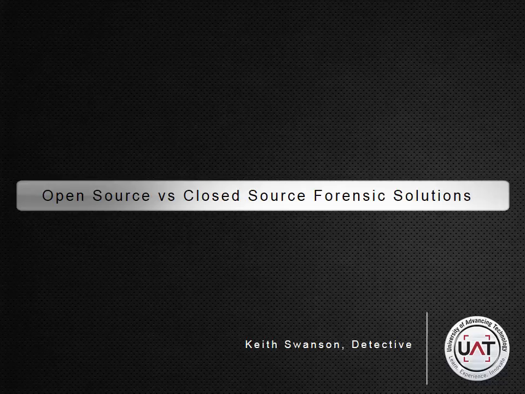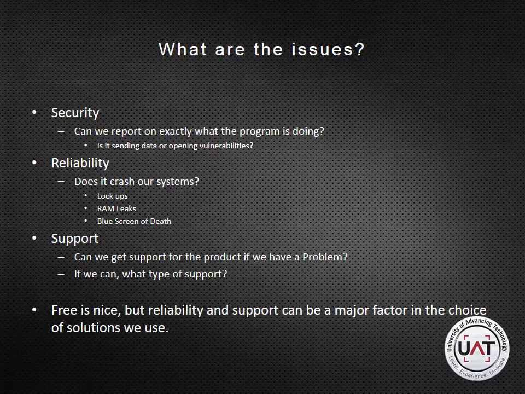So let's talk about some of the good and bad things about open source and closed source forensic software. Number one, security. Can we report on what the program is doing? One of the problems with open source systems is that you don't know the intent of the programmer. When Google was reporting on the Android marketplace, they reported that there was a large quantity of malware masking itself as other types of software. So you do not know exactly what's going on when that program is running.